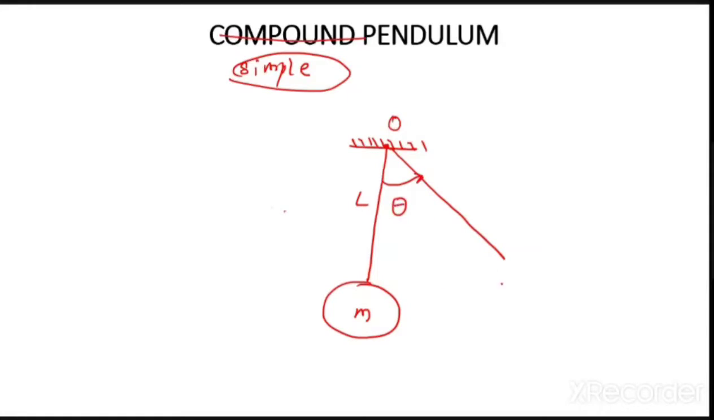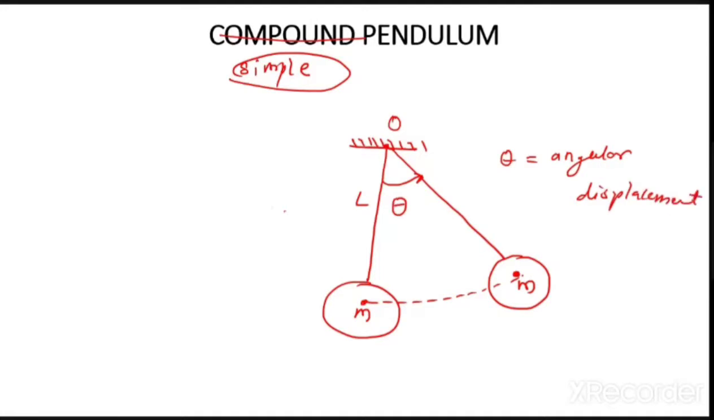So what will happen? This mass m will move from this position to this position, right? Let us say this is the center. So you have given a small angular displacement theta. As I said earlier, in module number 3 I'll be explaining the detailed mechanics behind this, but here just the concept.